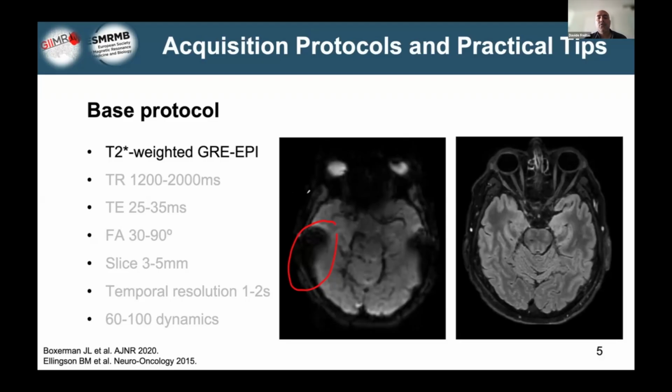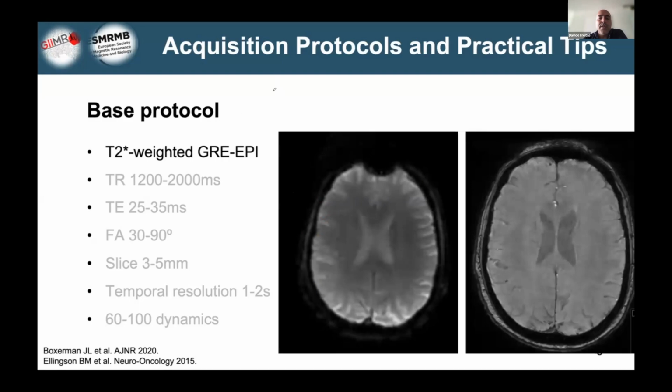Here we can see the susceptibility of this sequence in the temporal lobe, in the distortion of the orbits, especially compared with a fast spin echo FLAIR weighted sequence. And here we can see this distortion caused by the frontal sinus, especially when compared with the same susceptibility weighted image, SWI.